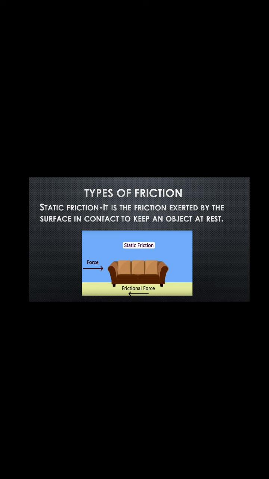The first type of friction is static friction. It is the friction exerted by the surface in contact to keep that object at rest. So unless and until static friction acts on any object, it will remain at rest.